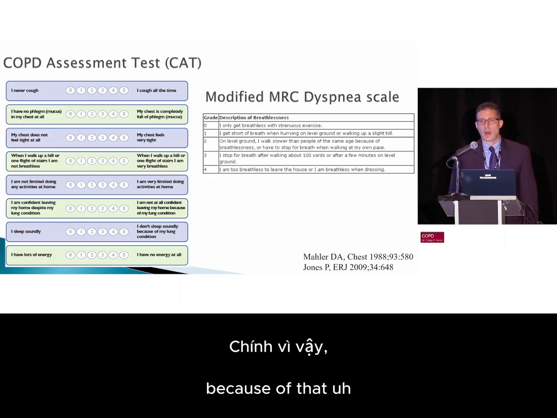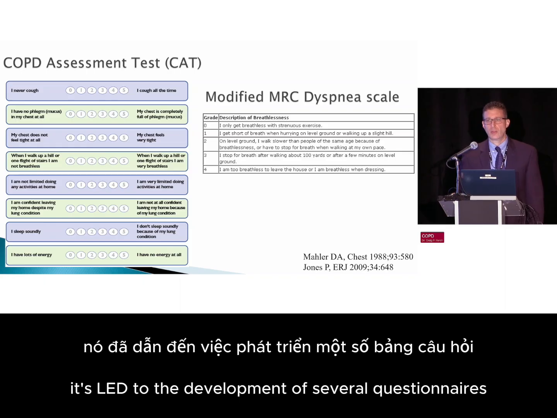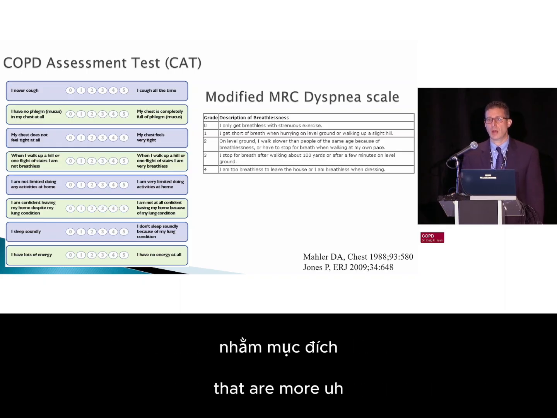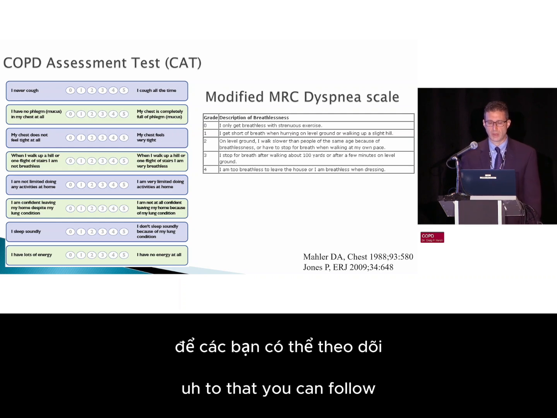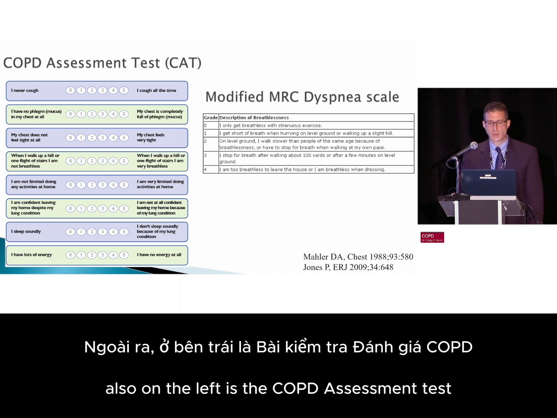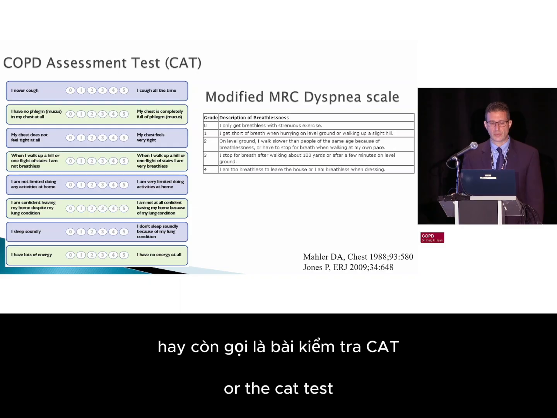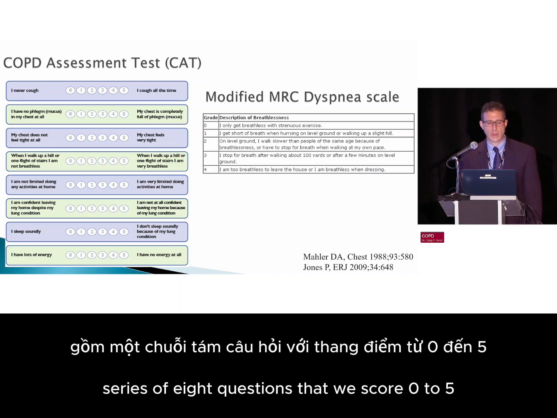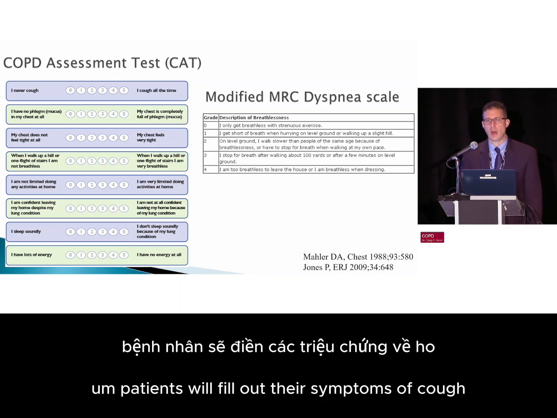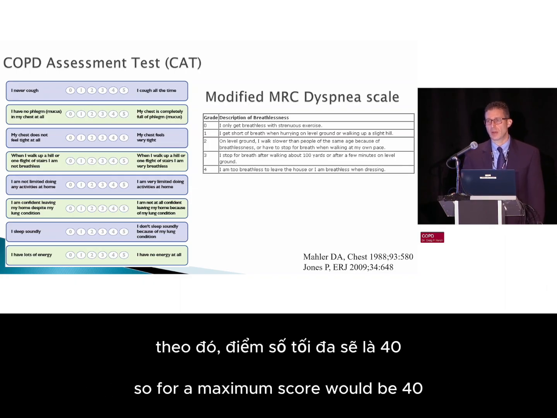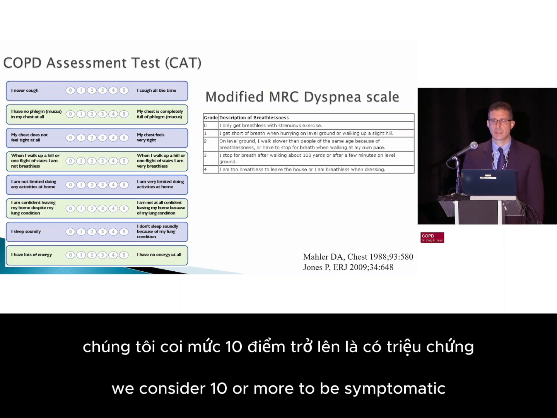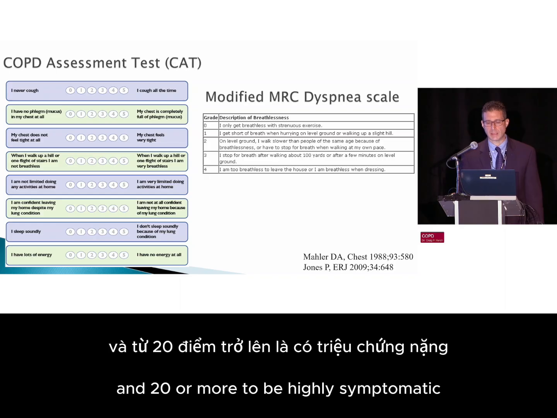Because of that, it's led to the development of several questionnaires that patients can fill out that are a more subjective or objective categorization of their symptoms that you can follow. So on the left is the COPD assessment test, or the CAT test, series of 8 questions that we score 0 to 5. Patients will fill out their symptoms of cough, phlegm, chest tightness, etc. And you just simply add up the numbers. So a maximum score would be 40. We consider 10 or more to be symptomatic and 20 or more to be highly symptomatic.